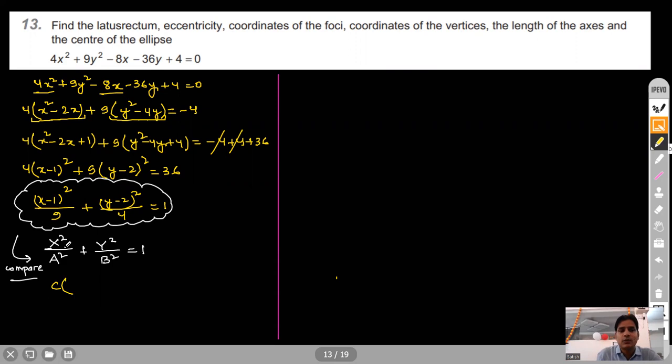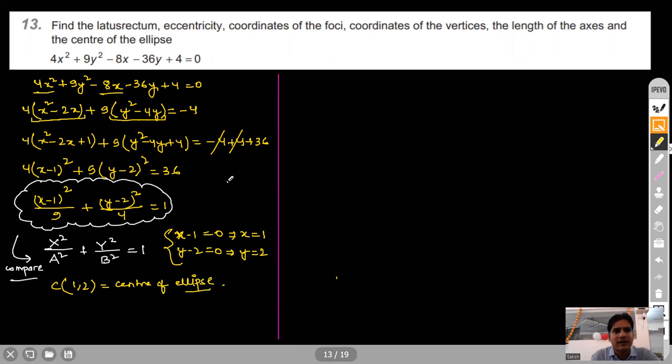What is the center for this ellipse? This will be 1, 2, right? Because for this, x minus 1 should be equal to 0. So from here, we got x is equal to 1. And y minus 2 should be equal to 0. So from here, we get y is equal to 2. So this is the center of our ellipse. I think the center is asked for this question, right? So we got this center of ellipse. Okay. Now, what can we find next?